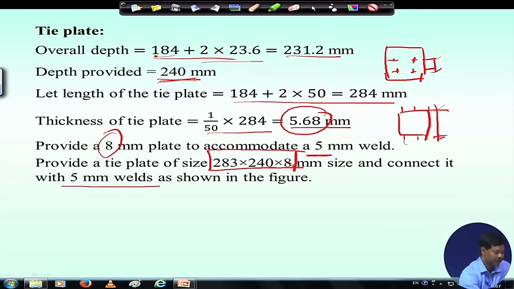Now, why have we provided 8 mm where 6 mm is sufficient? Because if we provide 6 mm then the size of the weld has to be reduced, and again we have to recalculate everything. Therefore, we have provided a little higher size just to match the results.